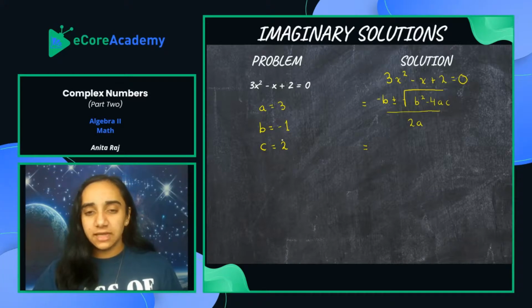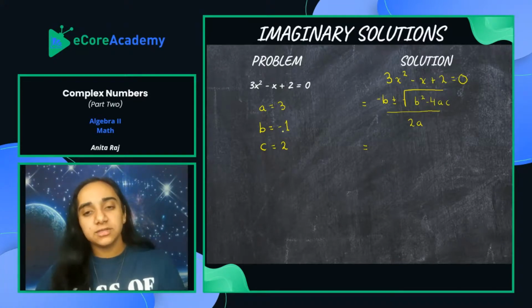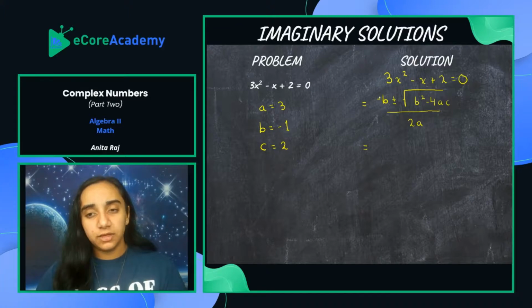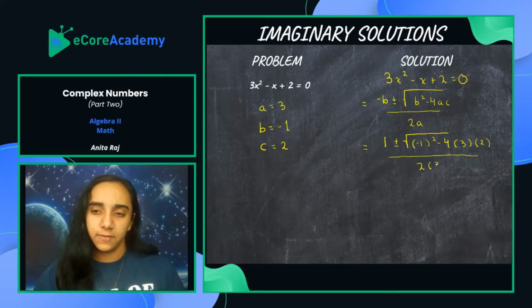And we want to substitute these a, b, c values from our actual problem into the quadratic formula. So our b value is negative 1, and we're trying to find the negative value of b, so we're trying to find the value of negative negative 1. We can just rewrite this as 1. Little things like that you should be able to do in your head just to save you time. Then we have b squared, which is negative 1 squared, minus 4 times a, which is 3, times c, which is 2, all over 2a, so 2 times 3.